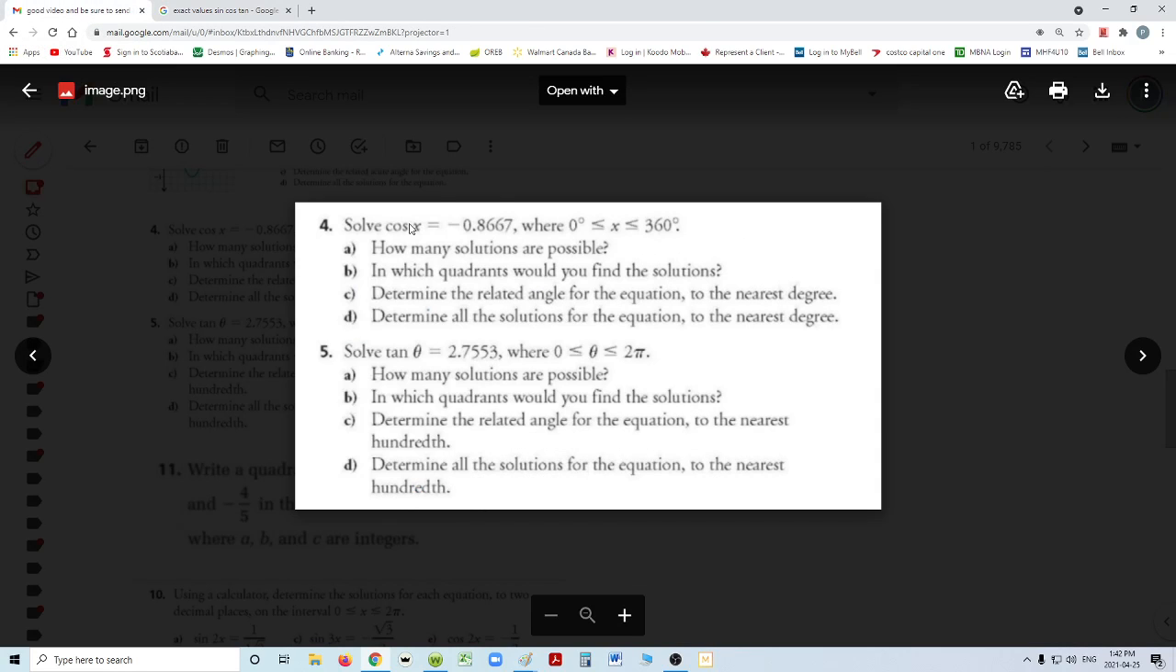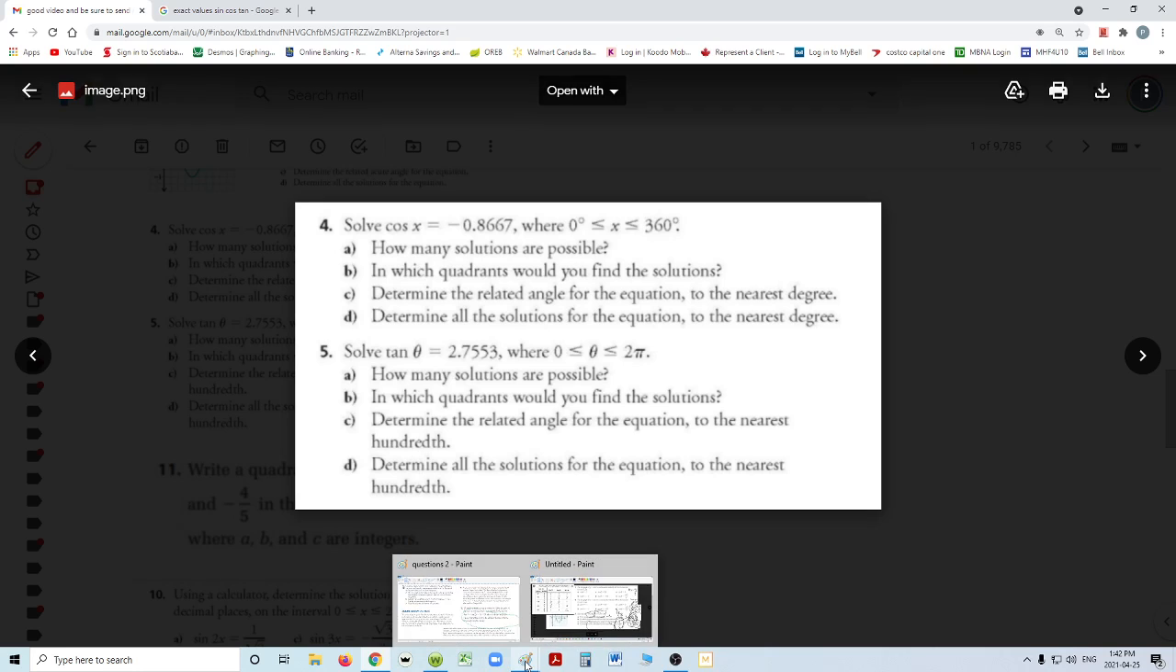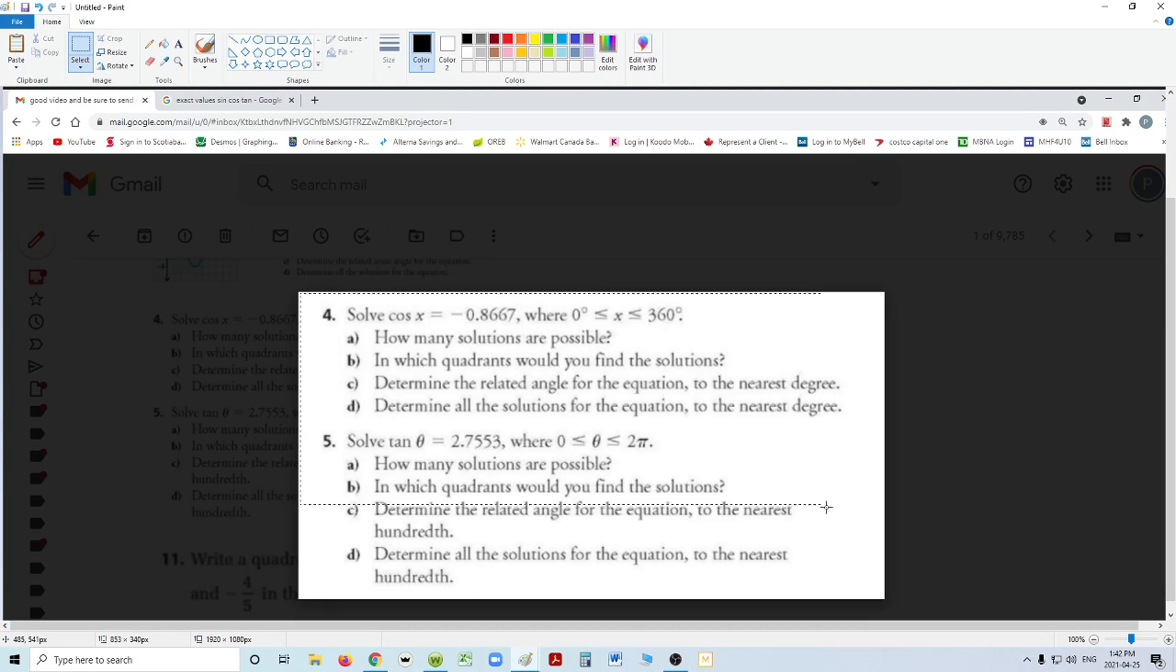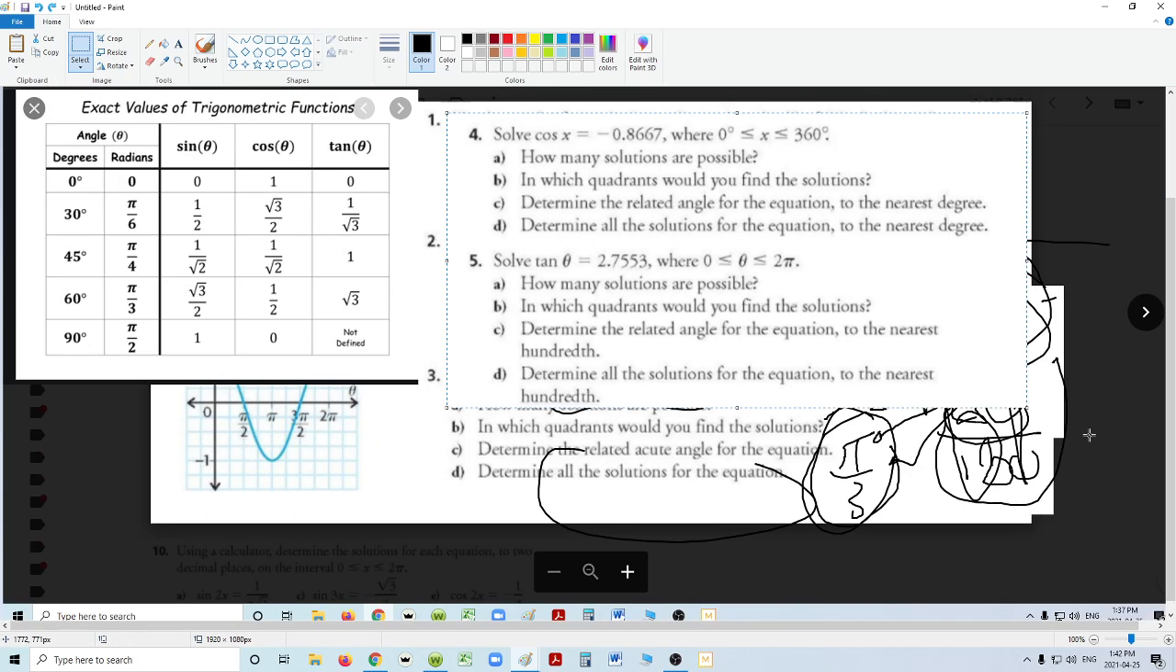This next one, also the same thing, except we're solving. Now, the second one we didn't do. It was tan, but it's no different. Okay. So I'm going to keep my table of values. Now, this one is using calculator. I can tell because those are not exact values.